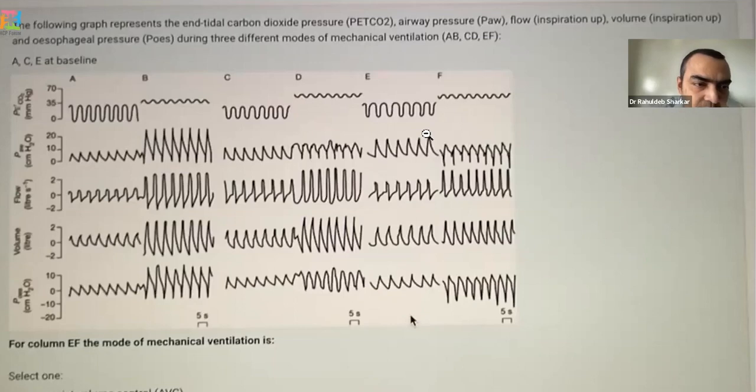If we look at the esophageal pressure, in AB it goes quite a bit positive. The esophageal pressure goes quite positive towards the end of B, and this is associated with the airway pressure, and the flow is going positive.